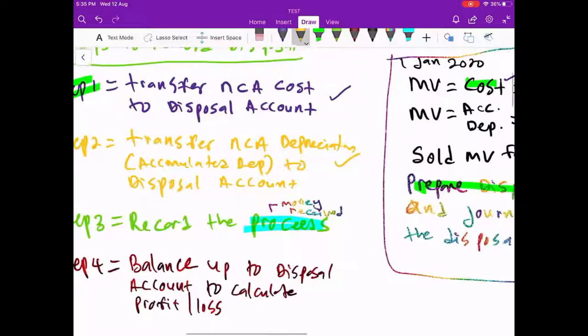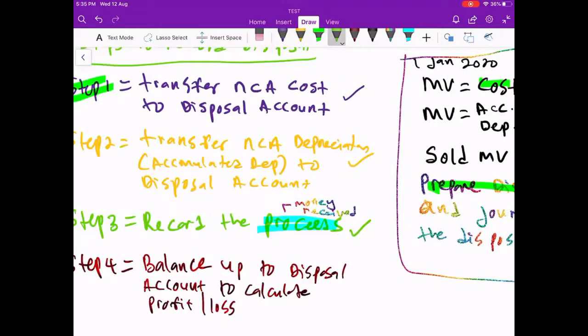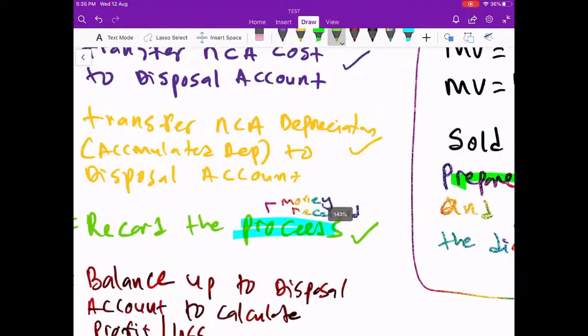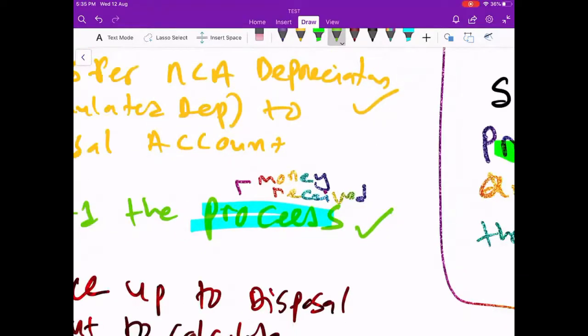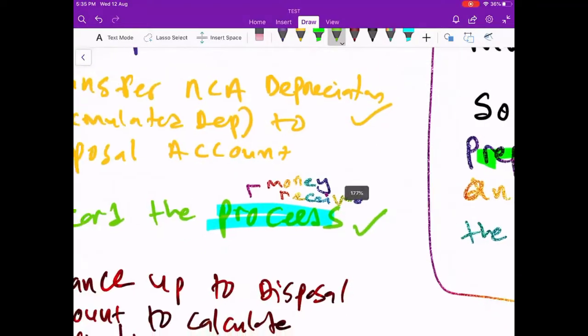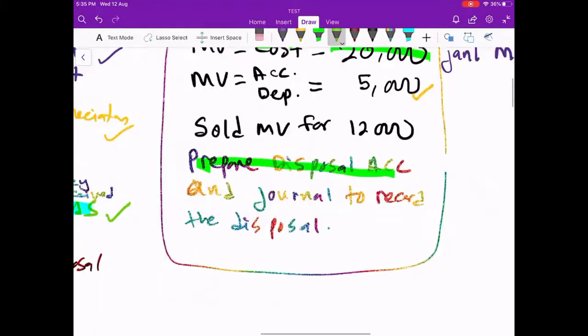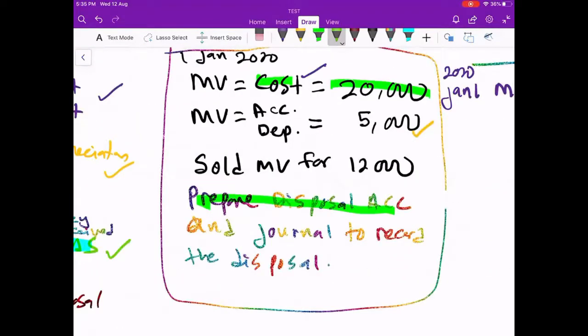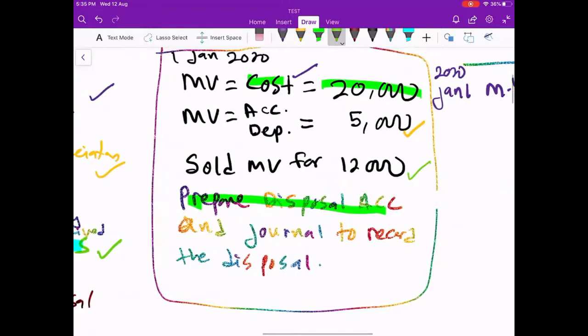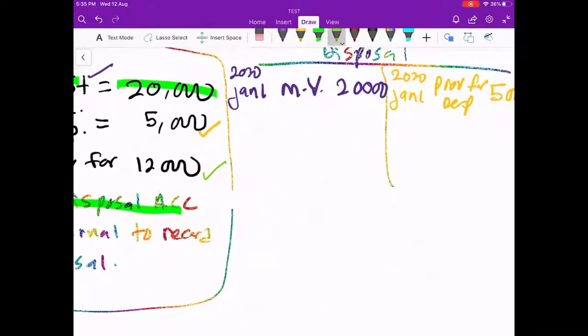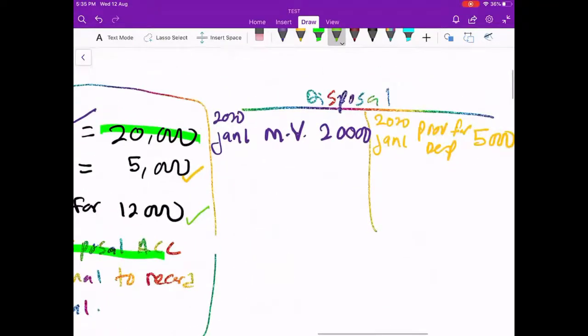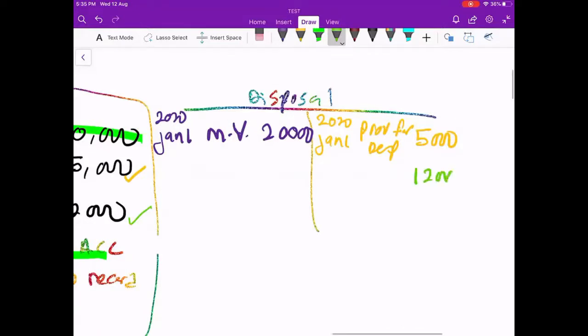After that, step number 3 is record the proceeds. Proceeds means the money that you receive whenever you sell the asset. This one was sold for 12,000, so I received 12,000. Whenever you receive money, your bank account will be debit and your disposal account will be credit. So on the credit side, you write 12,000, the same date, and here you write bank.